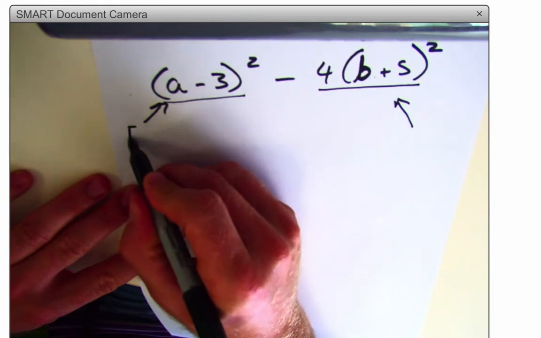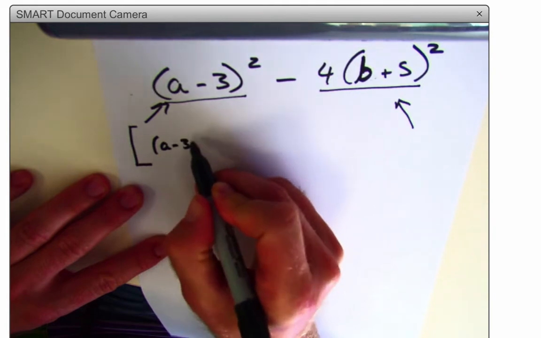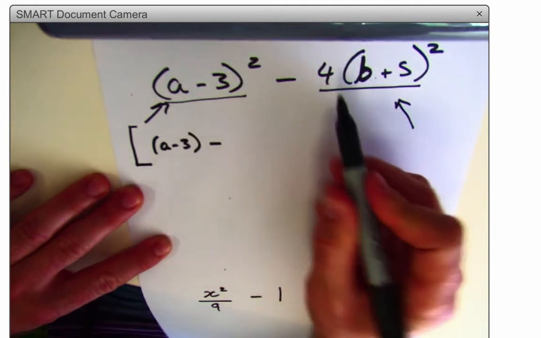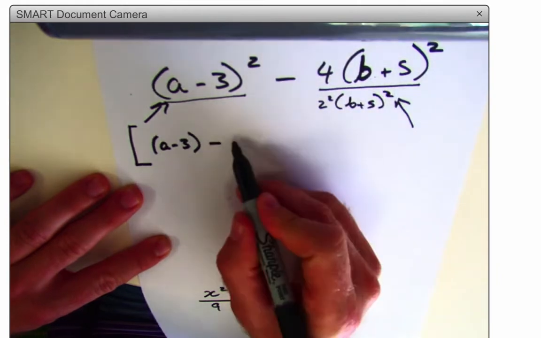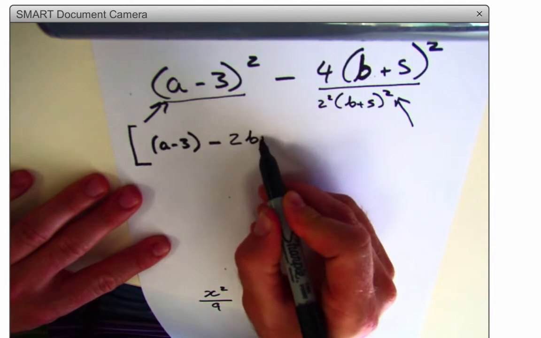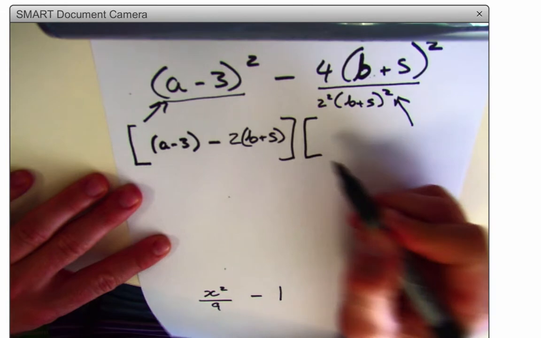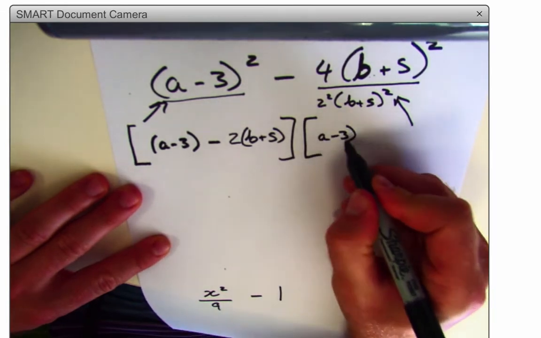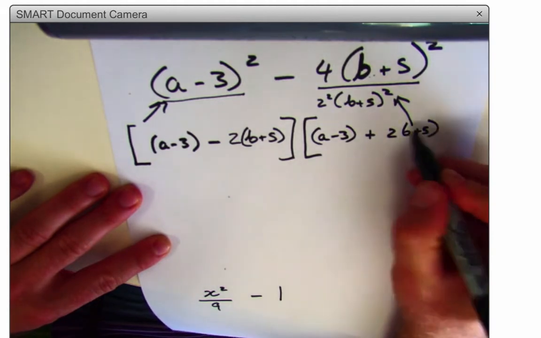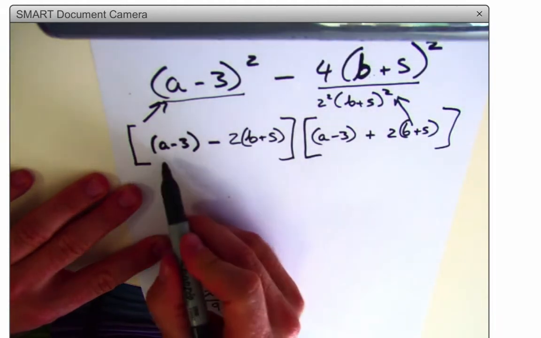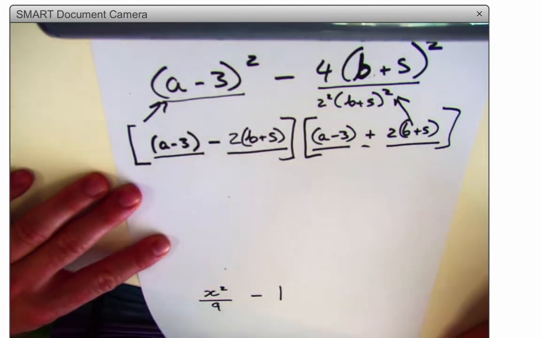So I'm going to use big brackets here because it's going to get a bit ugly. And I have a minus 3 minus, this square is 2 squared, b plus 5 squared. So it's actually minus 2b plus 5, close big brackets, open big brackets, a minus 3 plus 2b plus 5. Close brackets. And you see the difference of the 2 squares is here minus this one and this one plus this one.